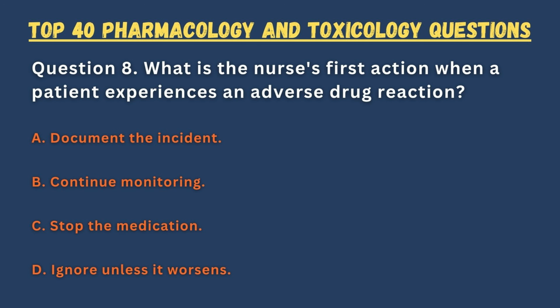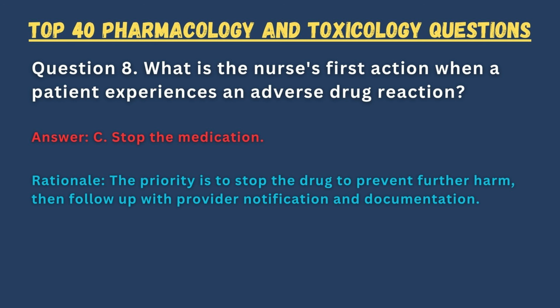Question 8. What is the nurse's first action when a patient experiences an adverse drug reaction? A. Document the incident. B. Continue monitoring. C. Stop the medication. D. Ignore unless it worsens. Answer. C. Stop the medication. Rationale. The priority is to stop the drug to prevent further harm, then follow up with provider notification and documentation.